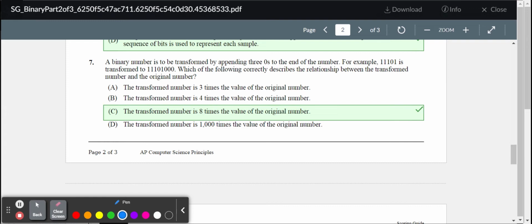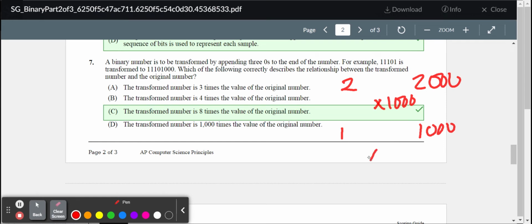All right, a binary number is to be transformed by appending 3 zeros to the end of the number. For example, 11101 is transformed to 11101000, which of the following correctly describes the relationship between the transformed number and the original number. Well, in math, if I took a 2 and then I took a 2 with 3 zeros, what happened? Well, everyone would say we multiplied by 1,000 because that would be 10 to the third power. So what are we doing? If I had a 1 and then I put 1, 0, 0, 0 in binary, we're multiplying by 2 to the third power, which is 8. So that's kind of what we're doing.